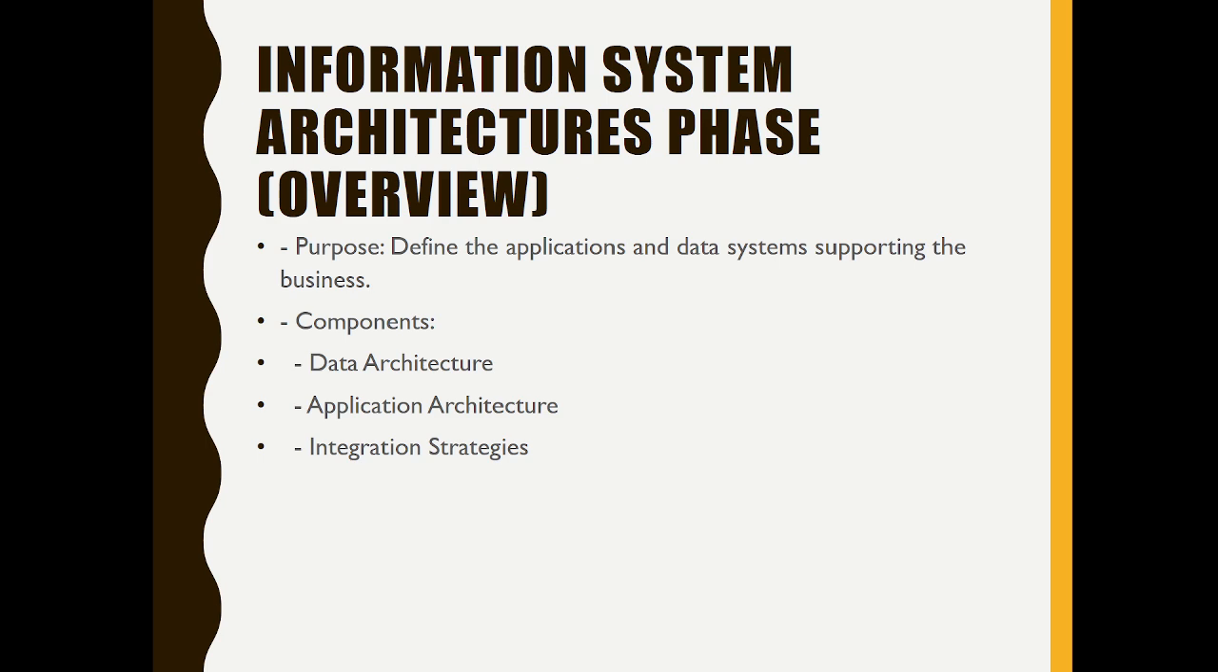At the information system architecture phase, we need the application and data systems supporting the business. The main components are the data architecture, application architecture, and the integration strategies. For example, for the application architecture, we can have Opera. It aims at linking the reservation part with housekeeping management to make check-in and check-out systems more comfortable to work with.